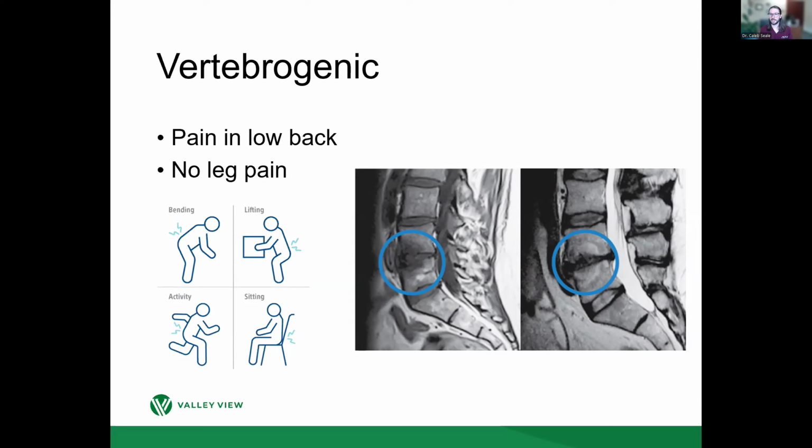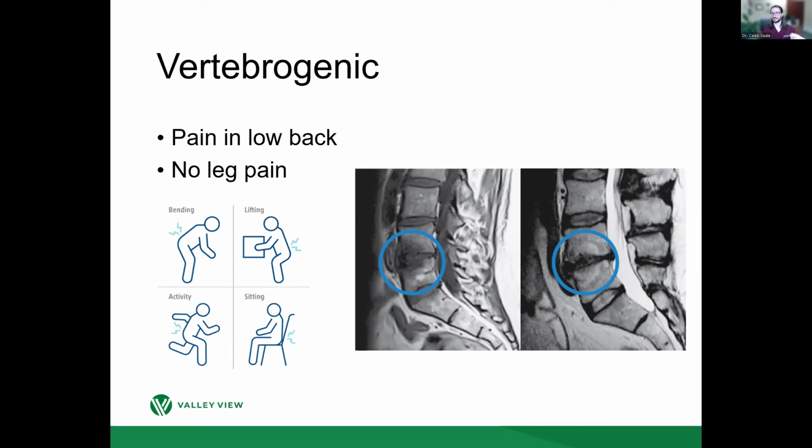And these MRIs over here show what we call modic changes. So you can see in that vertebral body that we have a nice little blue circle there showing us where the problem is. On the picture on the left, the vertebral body is dark. It's not nice and gray and uniform like that vertebral body right above it. And that's a sign that you may have vertebrogenic low back pain.